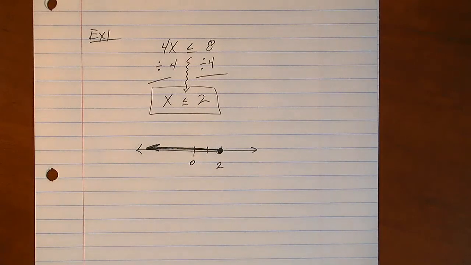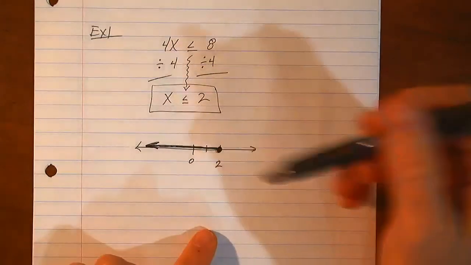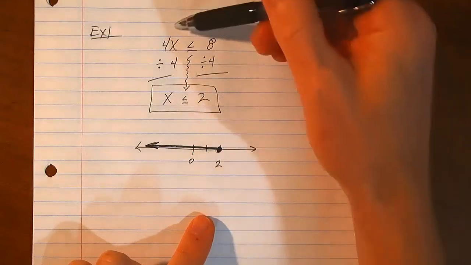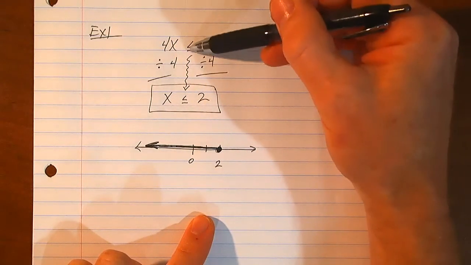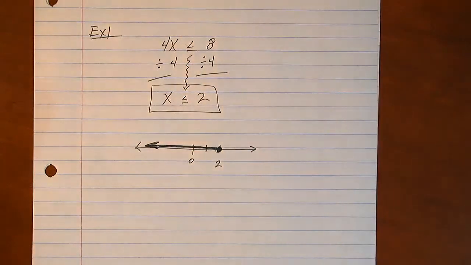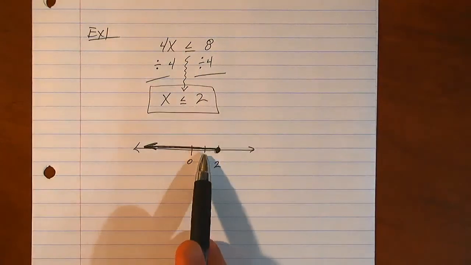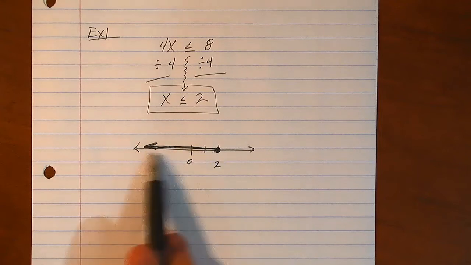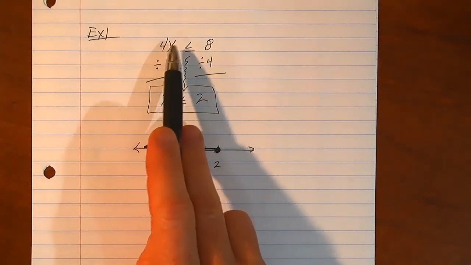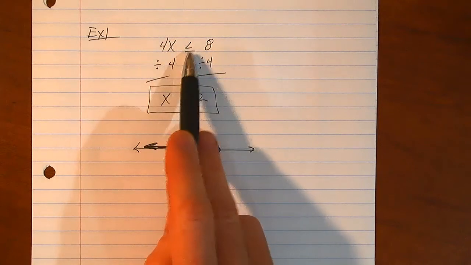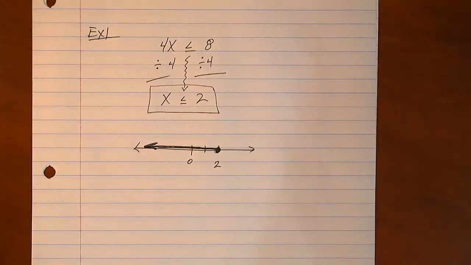That's my solution. Now, to verify this, I can plug in 2 to my inequality. I'd have 4 times 2, that's equal to 8. Is 8 less than or equal to 8? Yes, it is, so that works. But I also should be able to plug in any number over here. So if I plug in 0, 4 times 0 is 0. Is 0 less than or equal to 8? Yeah, it's less than.